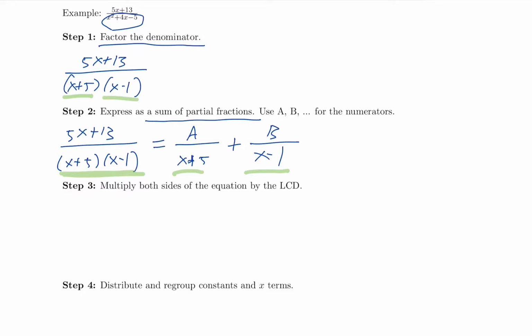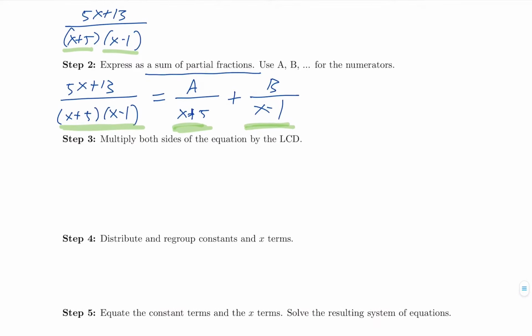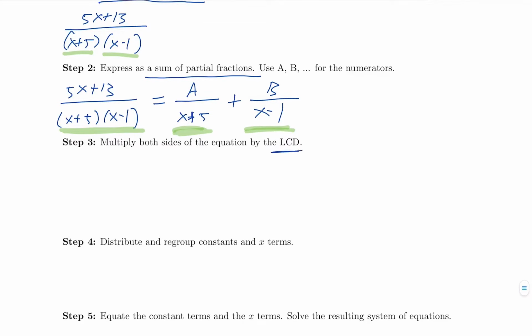Again, order doesn't really matter. I could have written x minus 1 here first and x plus 5 here first. That doesn't matter. As long as you do the calculations correctly, we'll get the same answer. Now we're going to multiply both sides of the equation by the least common denominator. So let me just copy down the top part first.